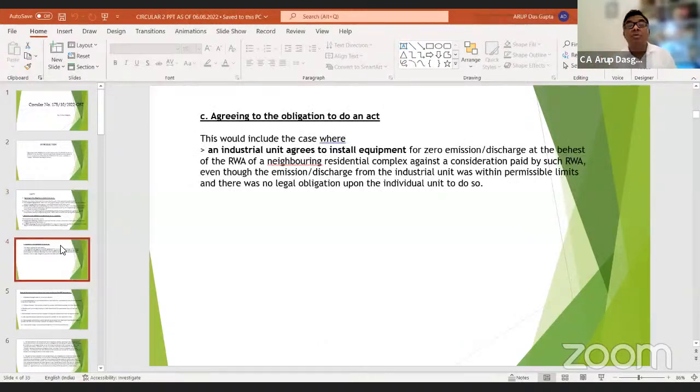Similarly, agreeing to the obligation to do an act. So here, what is happening? The industrial unit is agreeing to install equipment for pollution control. Okay, why?